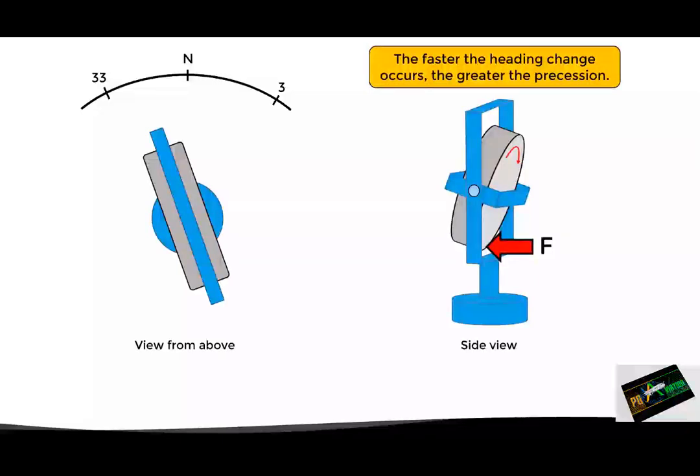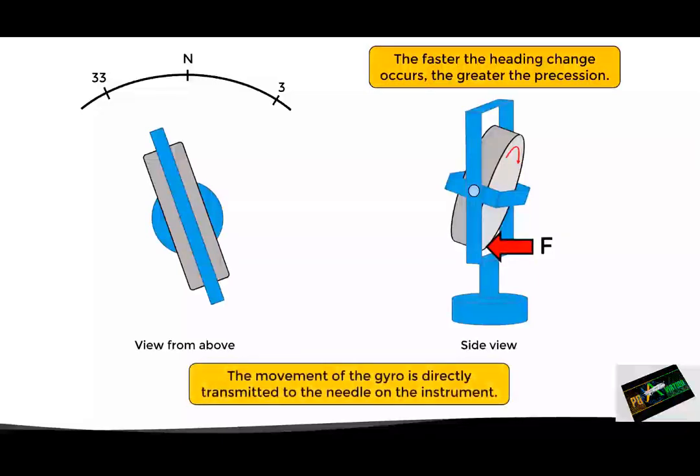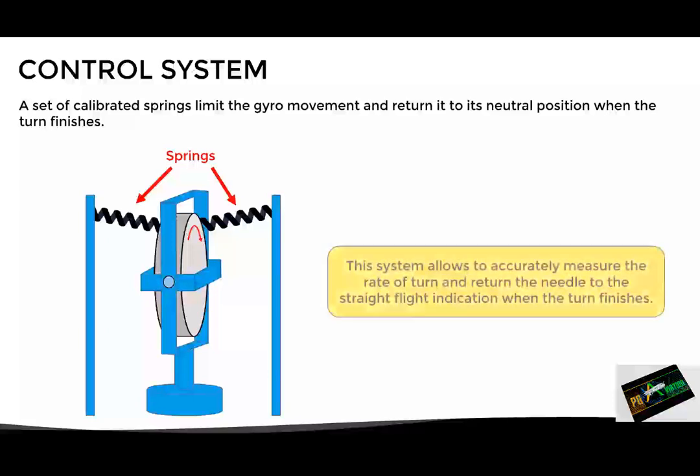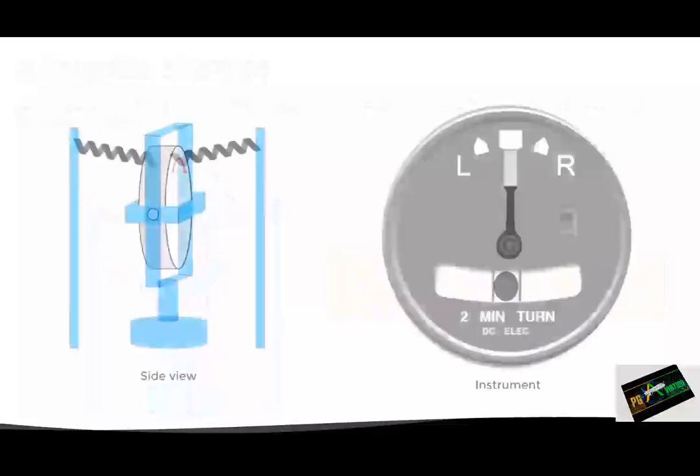And then the movement of the gyro is directly transmitted to the needle on the instrument, indicating this way the direction and the rate of turn. Clearly, the gyro will not be able to tilt beyond a certain limit, since a system of calibrated springs will limit the gyro movement and return it to its neutral position when the aircraft stops turning. This system allows to accurately measure the rate of turn and return the needle to the straight flight indication when the turn finishes. Let's see some examples of this.